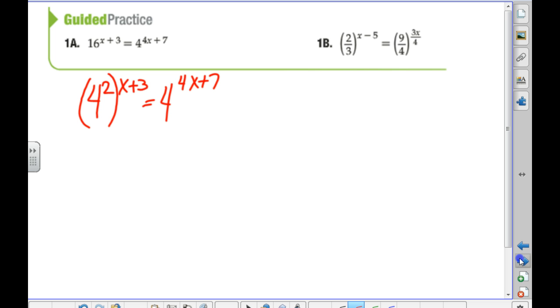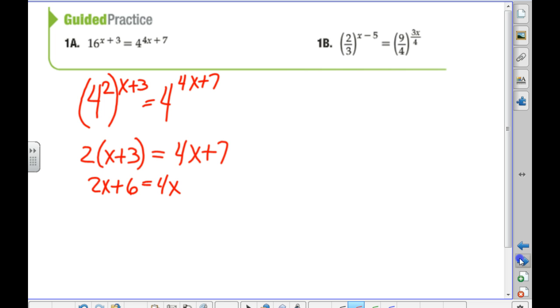Now, what do you do when you have exponents, a power to a power? You multiply. So this becomes 2 times x plus 3 equals 4x plus 7. Remember just a minute ago I showed you that property that said if they're both the same base, then the exponents have to be the same, so I just got rid of the bases. Now it becomes an algebra problem that you can solve faster than me, I bet. Everybody get negative 1/2? Okay.